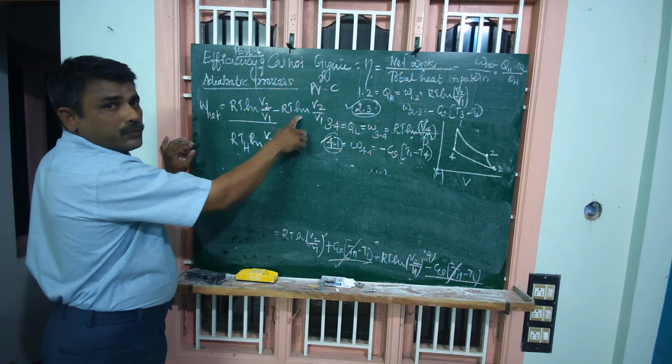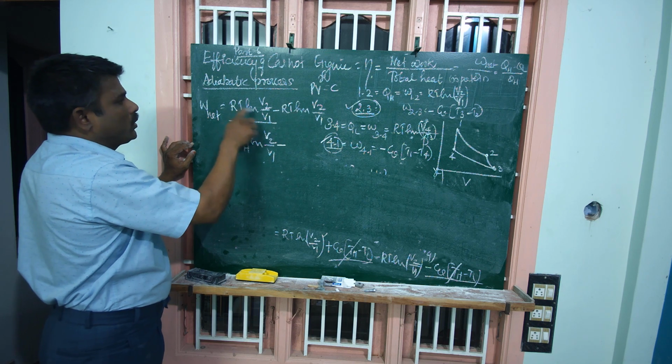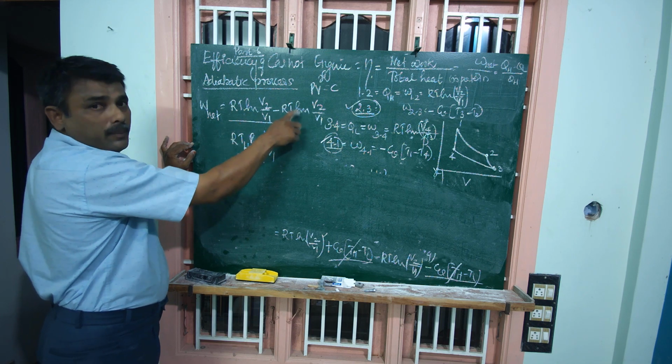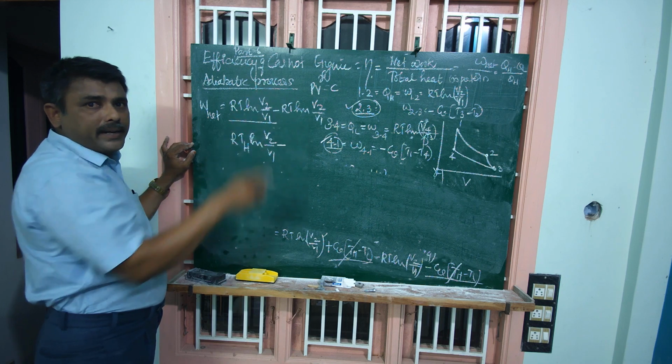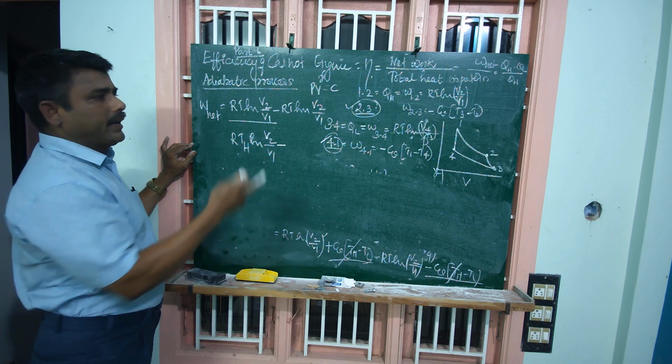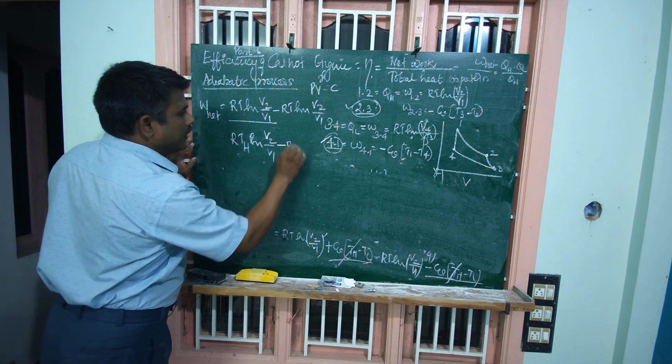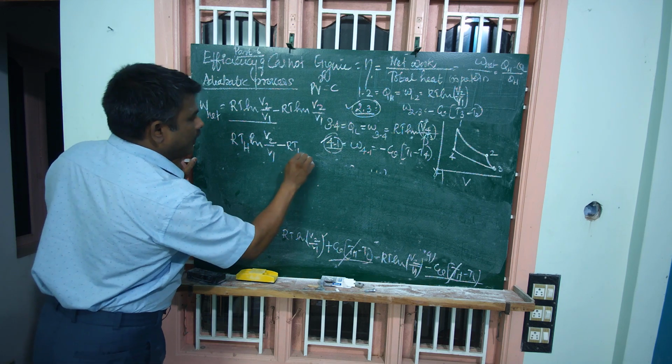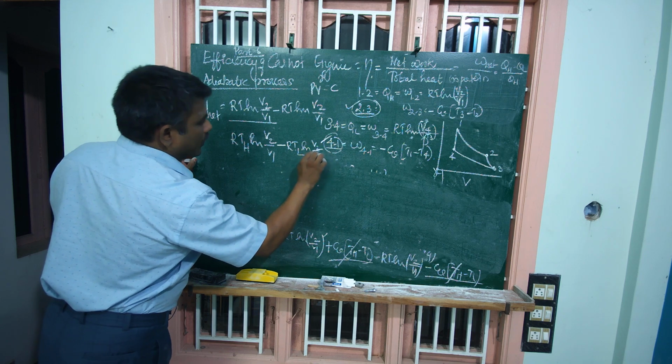This is process 1 to 2. This is 3 to 4, the compression process. Heat gets transferred from engine to sink. The temperature of sink is TL. Hence, I am going to write like this: minus R TL ln V2 by V1.